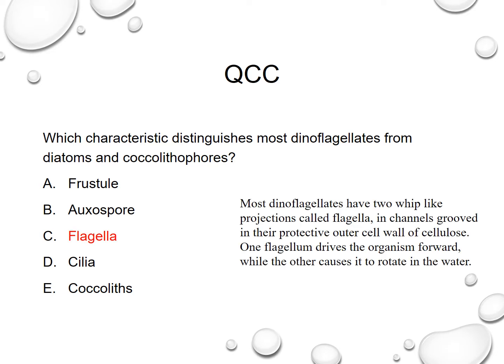The answer is C, flagella. Most dinoflagellates have two whip-like projections called flagella, in channels grooved in their protective outer cell wall of cellulose. One flagellum drives the organism forward, while the other causes it to rotate in the water.